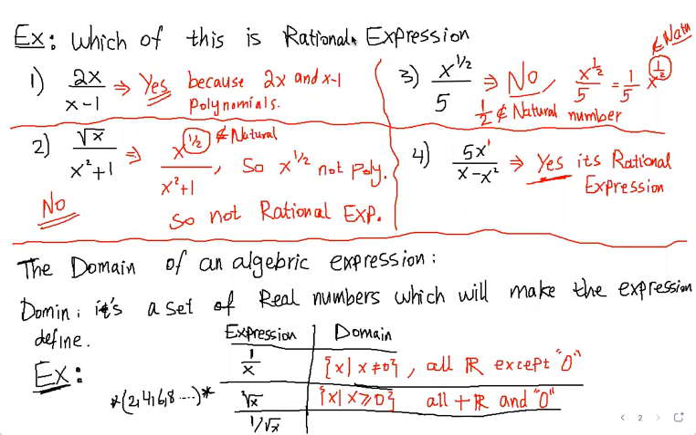I think it's all real numbers except 0, right? For the third one, it's not right, but I will explain why, okay? For the third one, let me go to the next slide. He said all the positive numbers, 1 over square root of x.